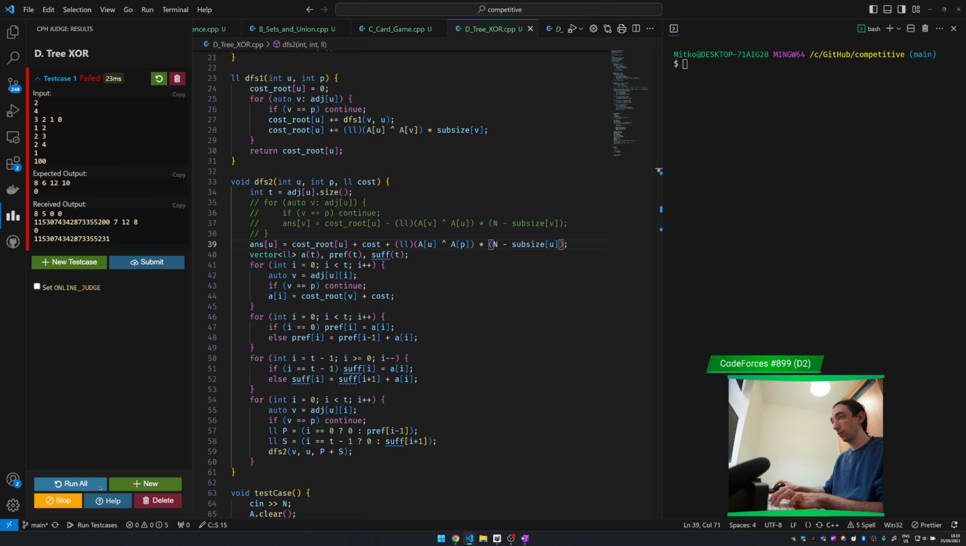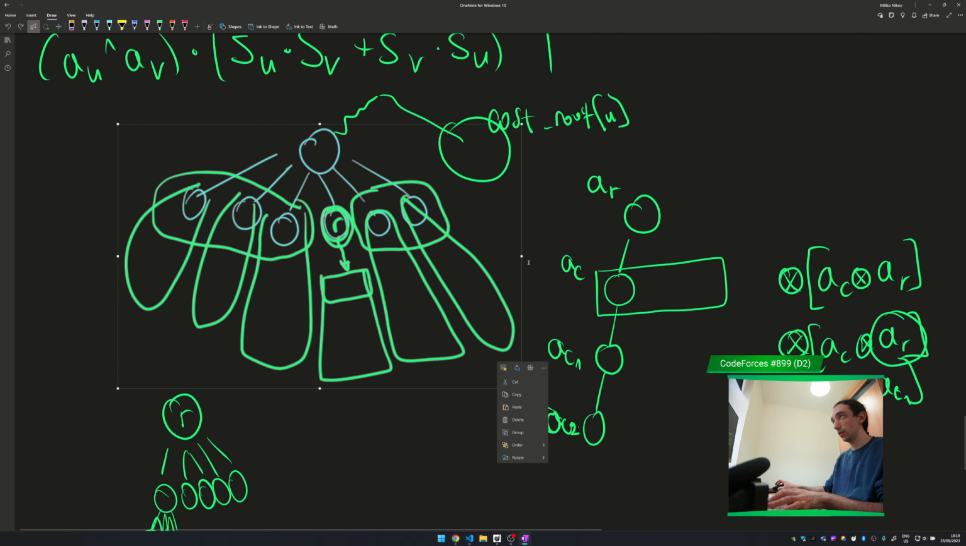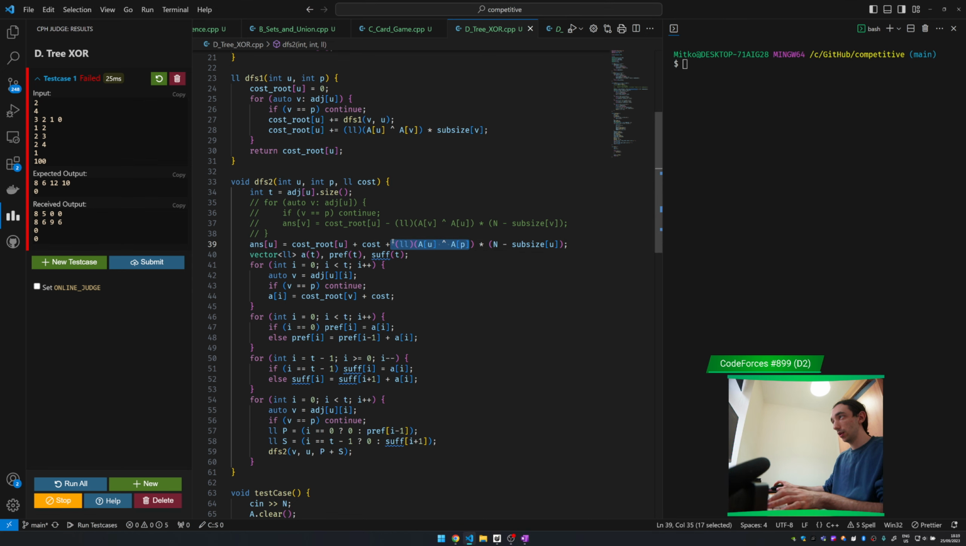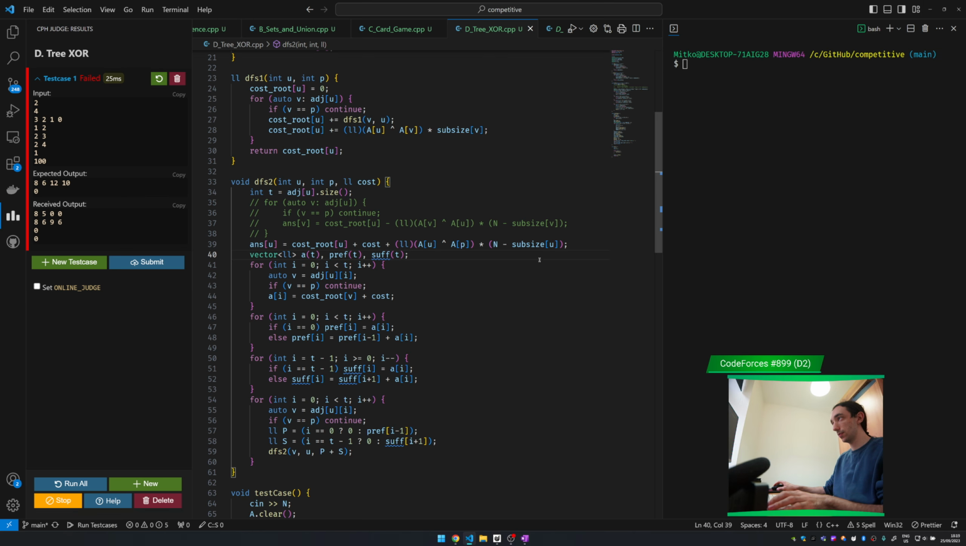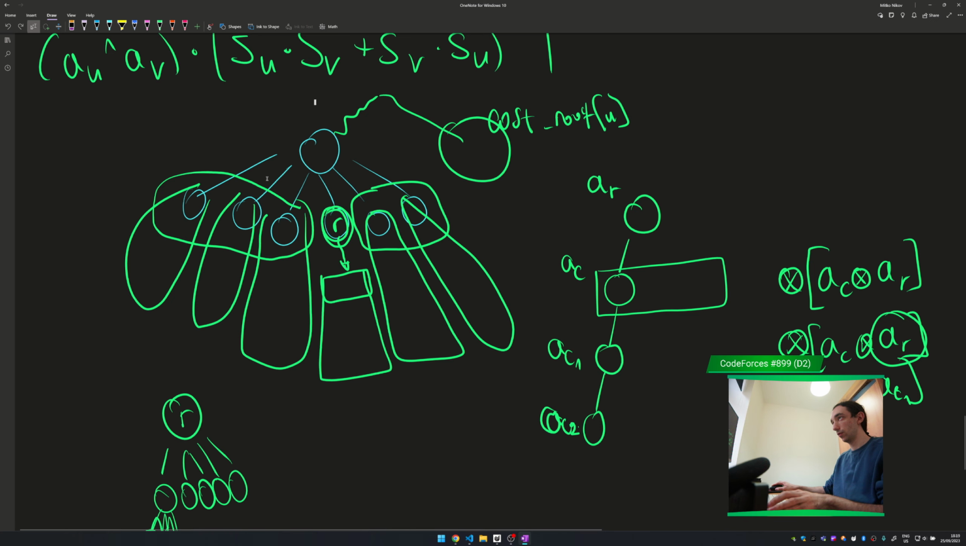No. N minus the subsize of u is whatever this is, and then this is my cost to add this edge. Can also add it here. N minus my subsize of u.